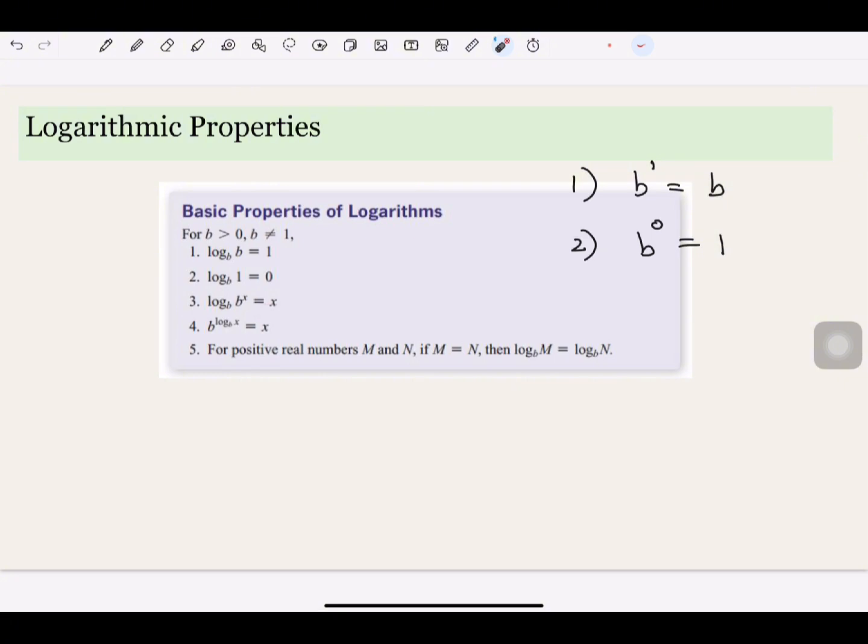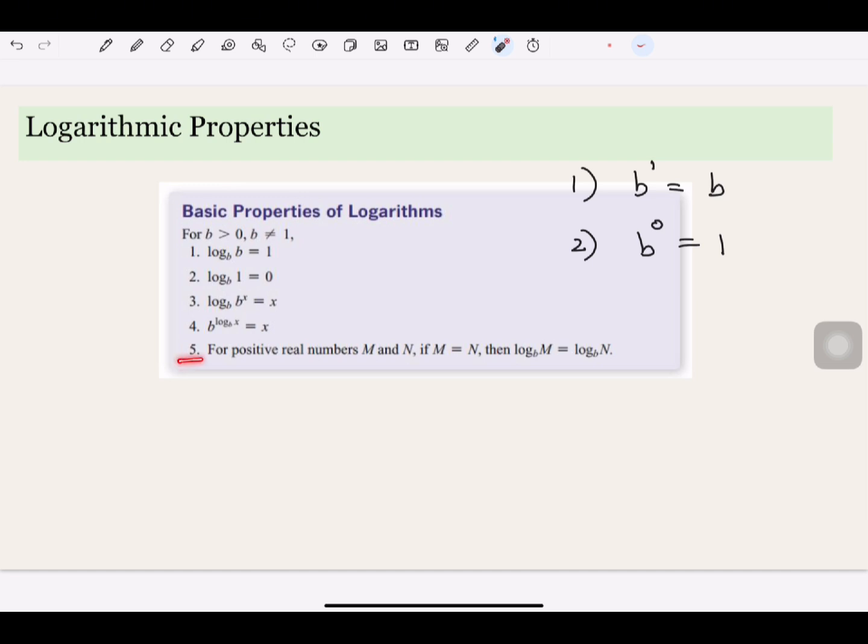Next, property number 4. This is the reverse of the previous one. If you raise b to the log of x with base b, it gives you back x. So again, logs and exponents undo each other.